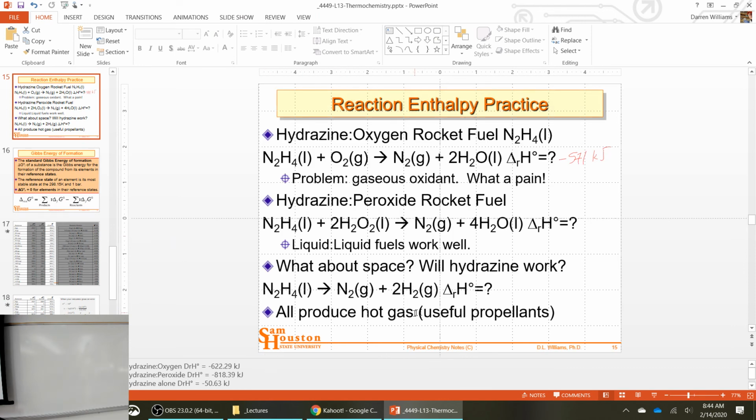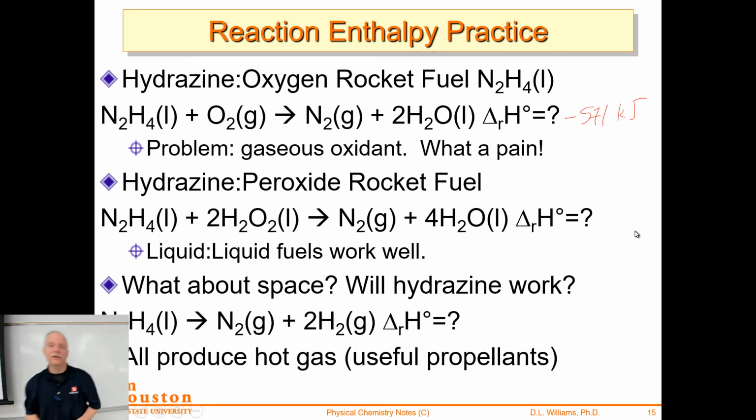Negative 818 for hydrogen peroxide and hydrazine, negative 800. And so that's quite good. And we have a liquid fuel and a liquid oxygen. But hydrazine, if you look at it, it's plus 50. And so it's uphill from the elements.